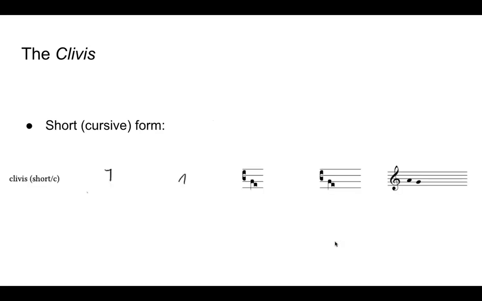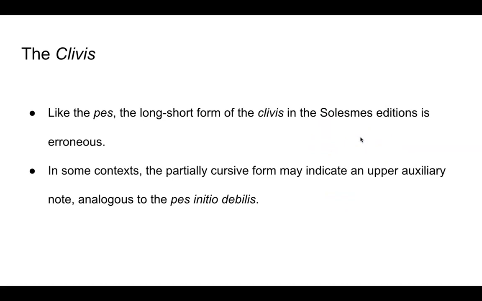Next is the short cursive form. Again, we see that high-low contour, so it'd be read as high-low. And this time there is no discrepancy between the Vatican and neographical forms because we're looking at the short cursive form. Like the pes, the long-short form of the clivis in the Solesmes edition is erroneous. So this is a major error that Solesmes makes. And then the last note is, in some contexts, the partially cursive form may indicate an upper auxiliary note analogous to the pes and quilisma, but that's a minor point.